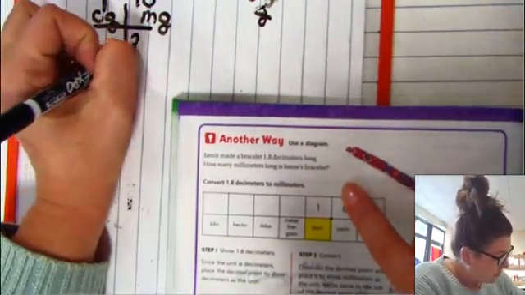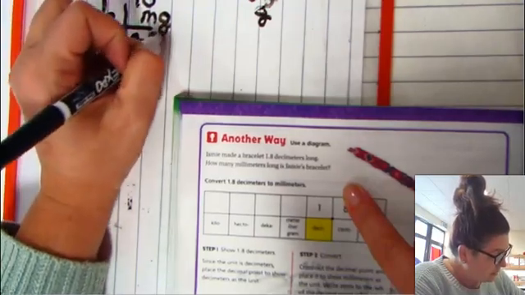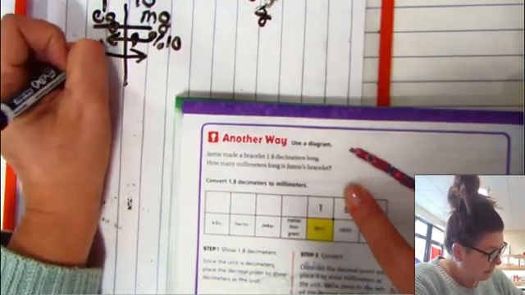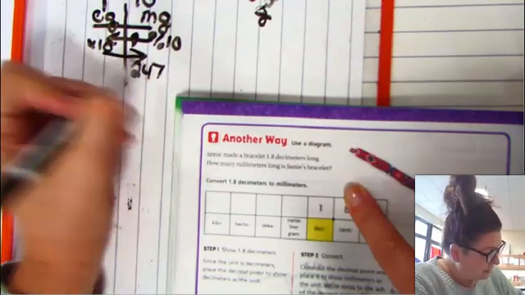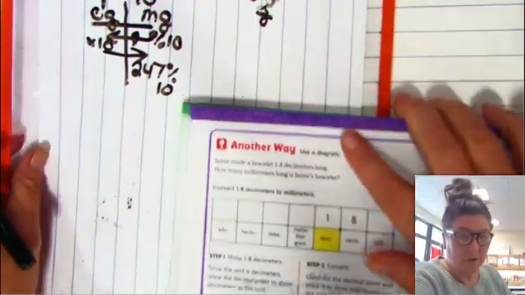So going from 10 to 1, I divided by 10. Going from 1 to 10, I multiplied by 10. And what do I have? I have milligrams. So I have 247, and I need to divide it by 10. Do you know how to do that?